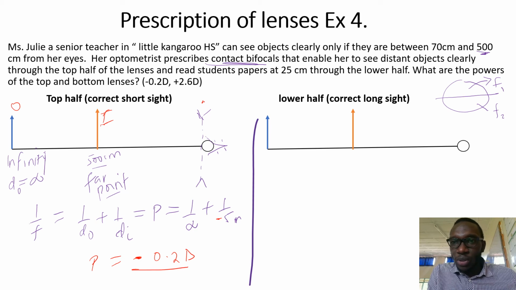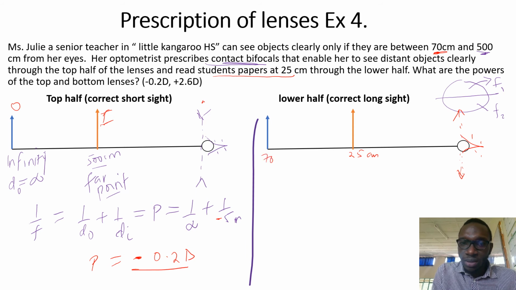On this side, this person cannot see below 70 centimeters, yet she wants to read the students' papers which are placed 25 centimeters away. So let's say that the paper is placed here, 25 centimeters. This is the eye. We shall place a contact lens here. We want to know the nature of the lens and what would be the power. We know that this person has a near point of 70 centimeters. So this is the near point of 70. We want to place the object here.